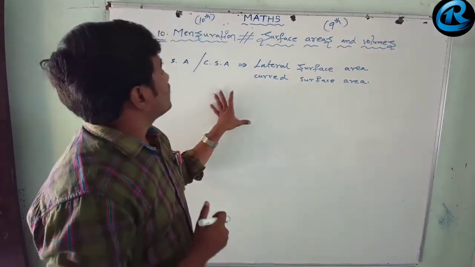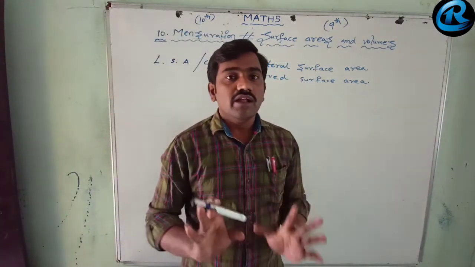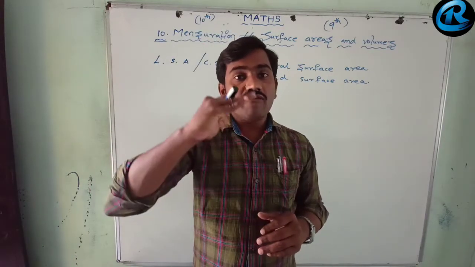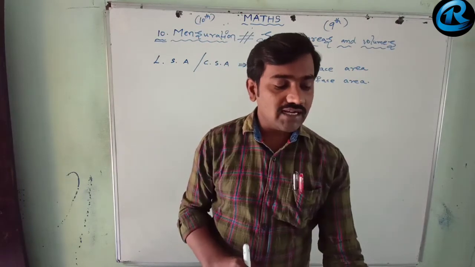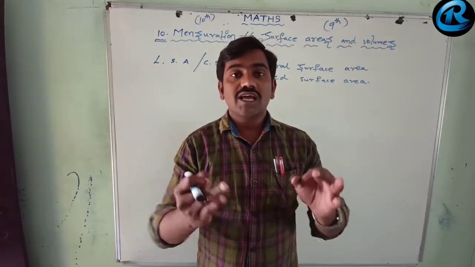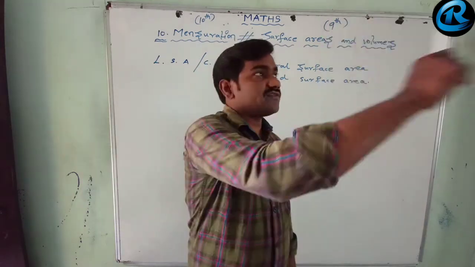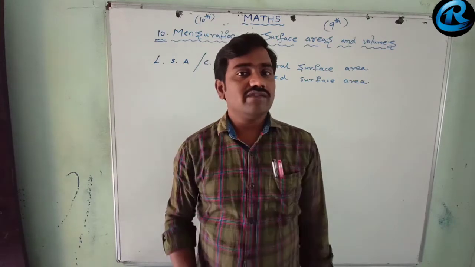And here, how do we find the lateral surface area? What is the meaning of lateral surface area? The area of four walls of a room, the area of four sides of a matchbox, the area of four sides of a book is known as a lateral surface area. If you find the area of the four walls of this room, it is known as the lateral surface area of this room.